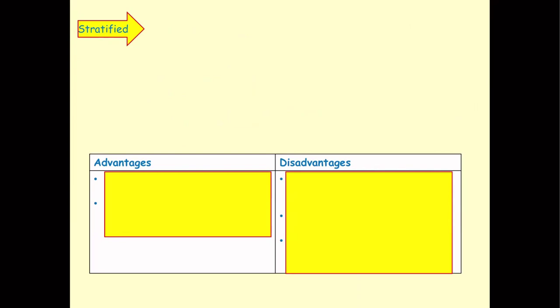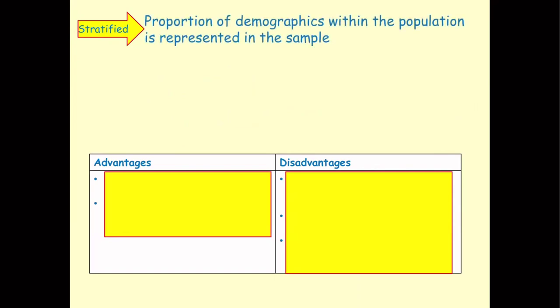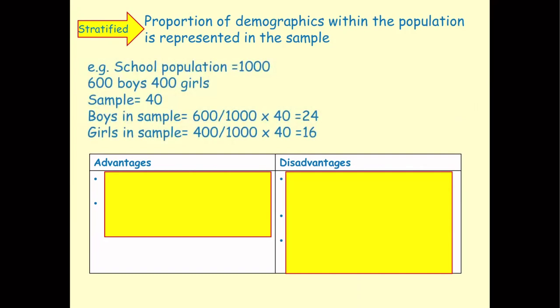Stratified sampling. This is the most complicated way of sampling, but it is the one that's going to produce you the most accurate results in terms of representation. This is when the proportion of demographics within a population is represented in the sample. So, for example, if I have a school with a population of 1,000, and within that school there are 600 boys and 400 girls. This means that 60% of the school are boys, 40% of the school are girls.